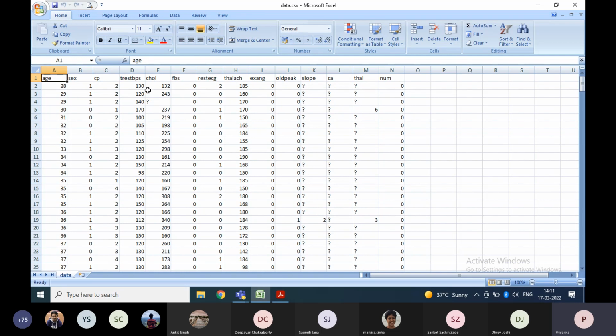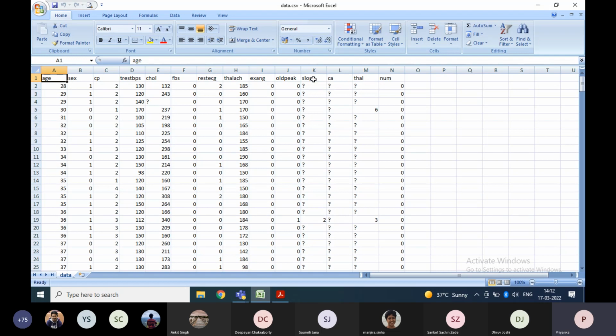So here we have 5 categorical variables, as you can see: sex, CP, FBS, rest ECG, and XANG. So during implementation, you can convert these categorical variables into dummy variables. And next there are 5 numerical values. This num represents our target value: 0 means there is no heart disease, 1 means there is heart disease.